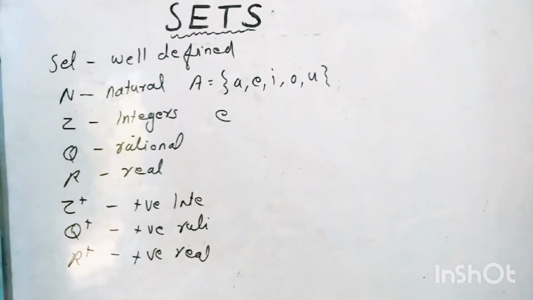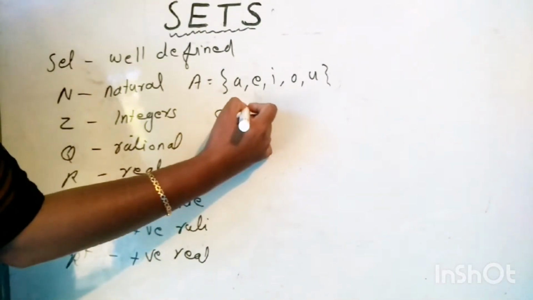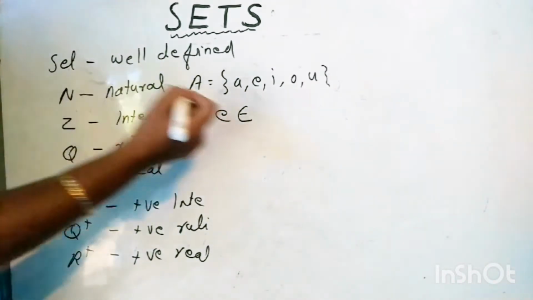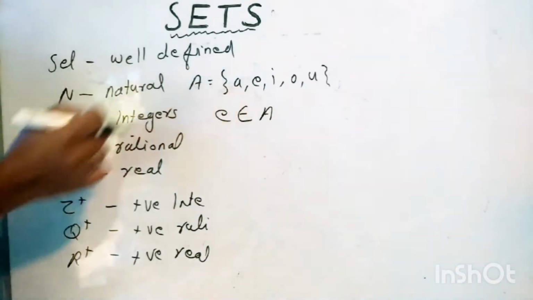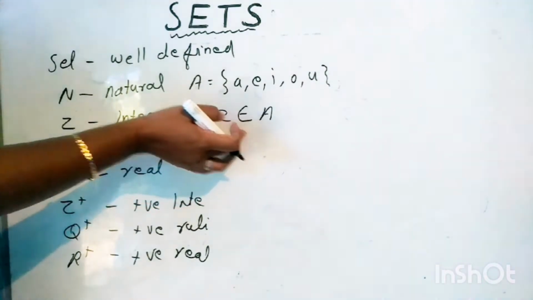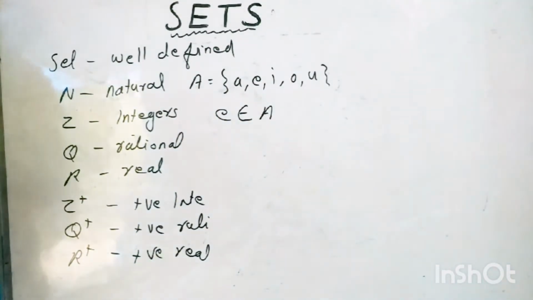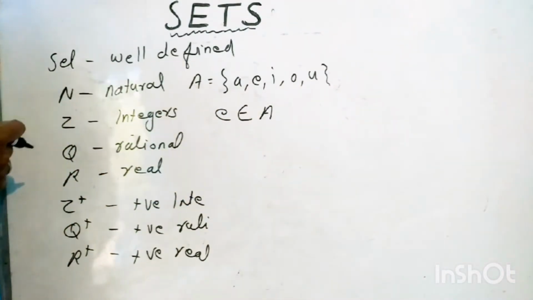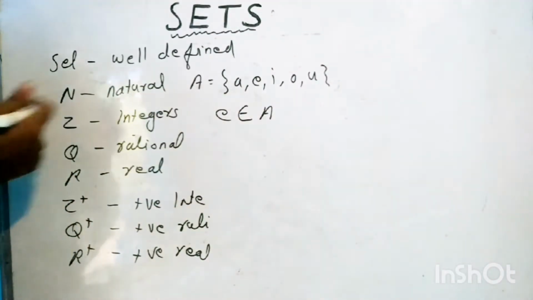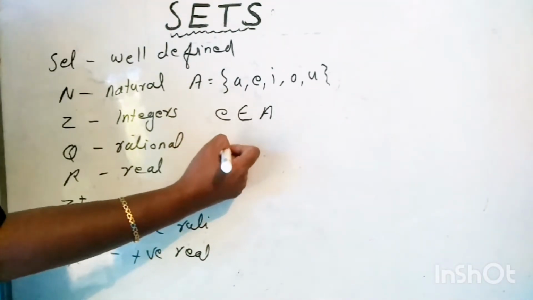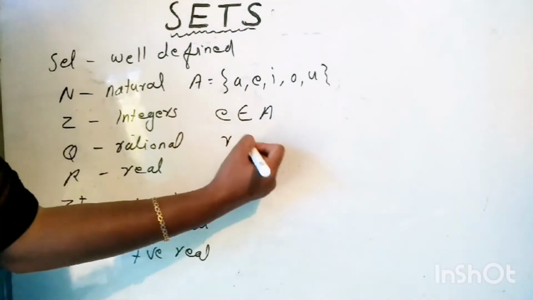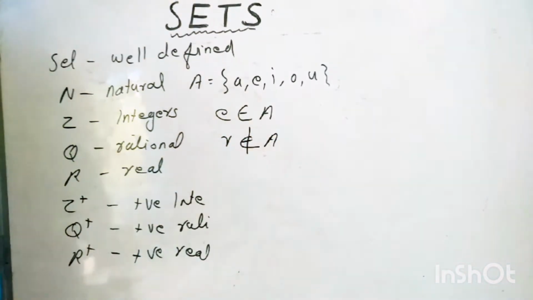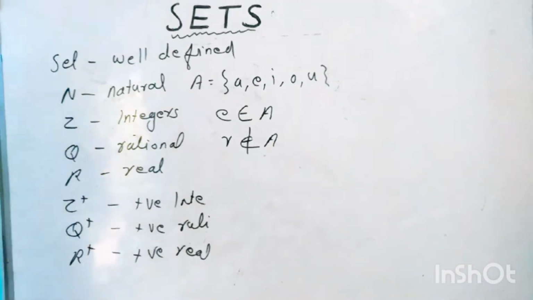To denote that an element belongs to a set, we use the Greek letter epsilon. We say E belongs to capital A. If small letter E is an element of our set capital A, we use epsilon and read it as E belongs to capital A. And we know that R is not an element of capital A, so we write it as R does not belong to capital A.